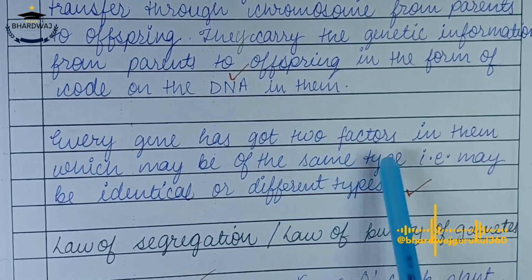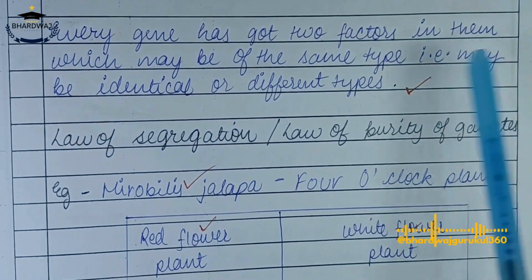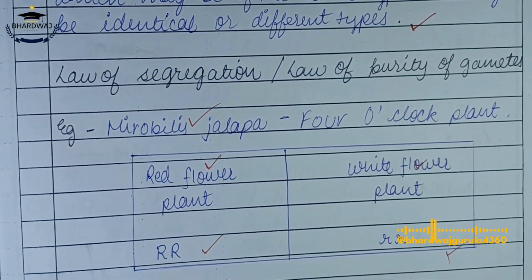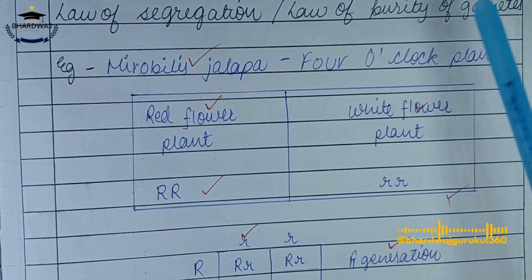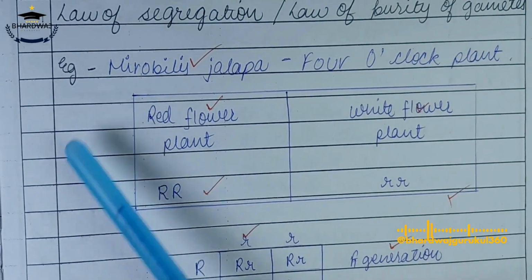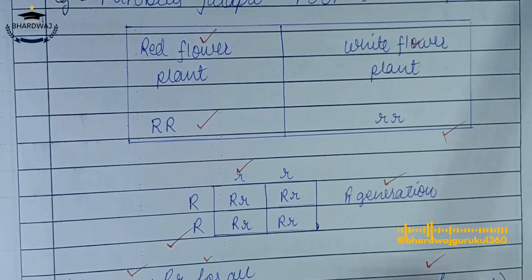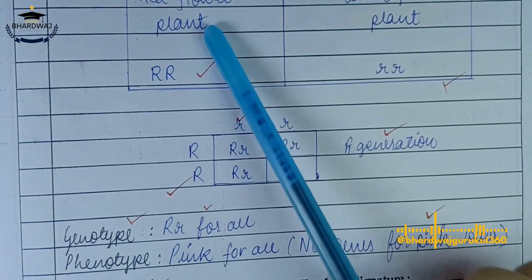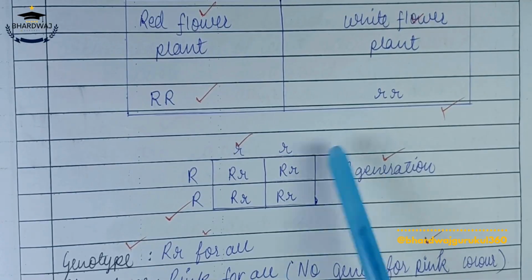Every gene has two factors in it, which may be of the same type, that is, identical, or of different types. Now let's look at the second law of inheritance, that is the law of segregation or law of purity of gametes. Example of this law is Mirabilis jalapa. It is also called the four o'clock plant. It has two color flowers, the red and the white. So the red will be the dominant one and the white will be the recessive.